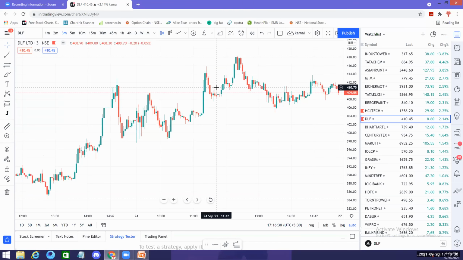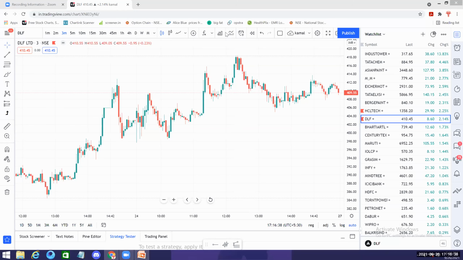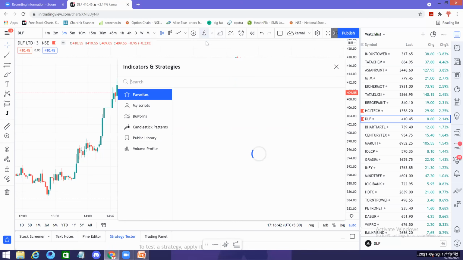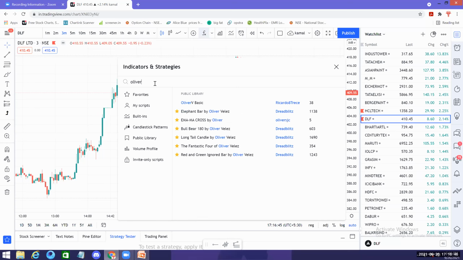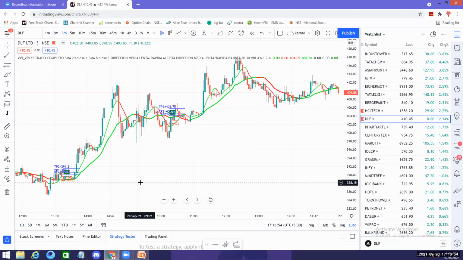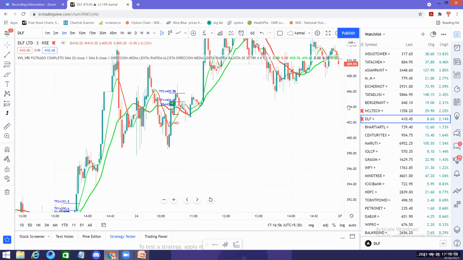Anybody can confirm, can they see my TradingView chart in the chat box? Yes. Okay. Now we will go here. As per the step, we will type Oliver, and you can see the number has now increased by 11 to 1243. Moment you click it, you will see two colors line.